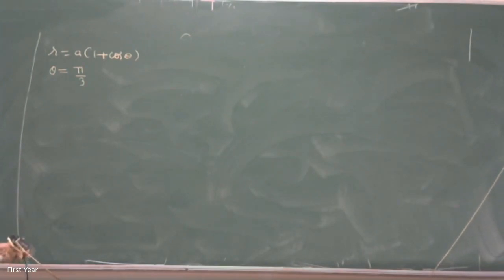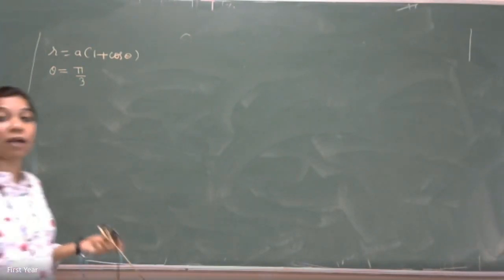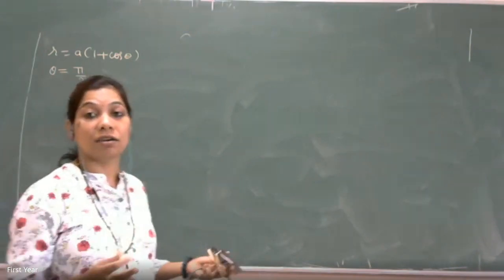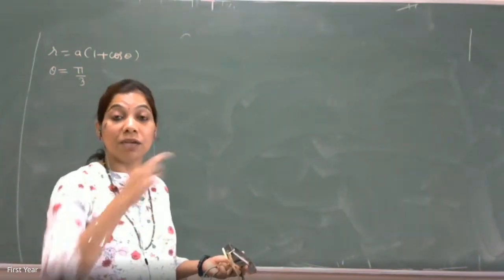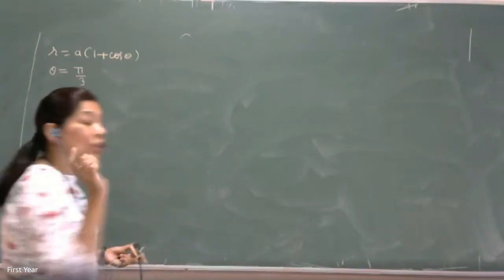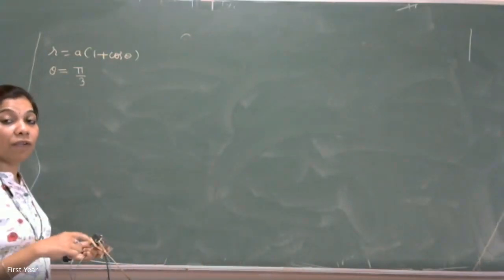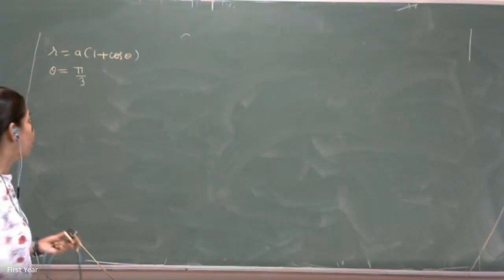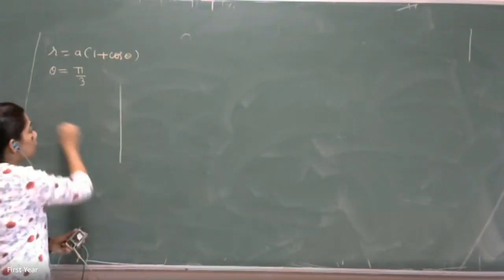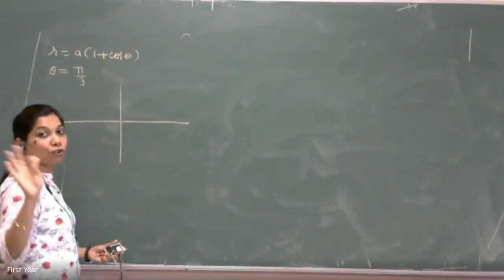What is asked in the question? Show that theta is equal to pi by 3 divides the arc length, the upper half of the arc length. That means the length is divided. So let's draw the cardioid first and then see whether whatever you said just now is correct or not. How do we draw the cardioid? Let me draw it without doing any of those points we did earlier.